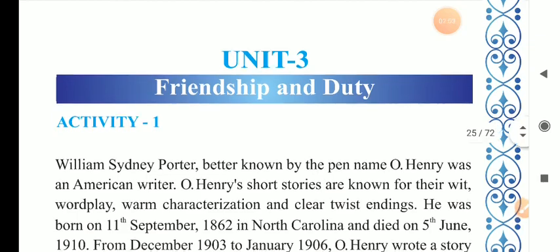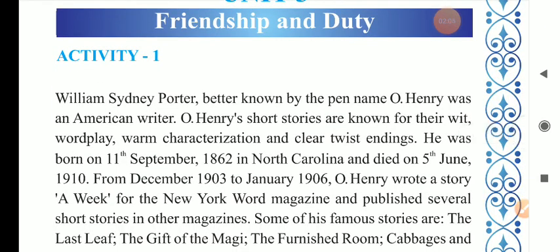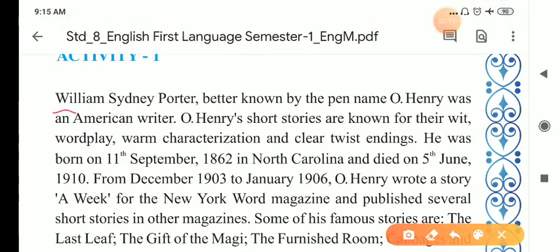Basically, the writer of this story is William Sidney Potter. It's the name of the writer, William Sidney Potter. But in English literature, William Sidney Potter is not that much known name throughout the world. But if you will speak about simply O. Henry, O. Henry is a well-known name in the English literature. Throughout the world, in English literature, it's well-known name.